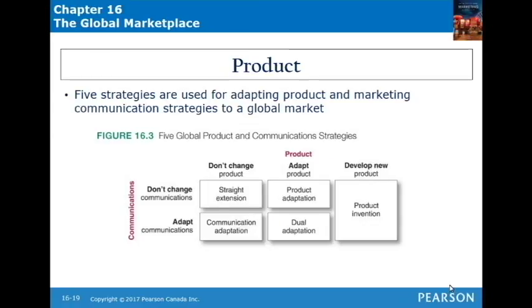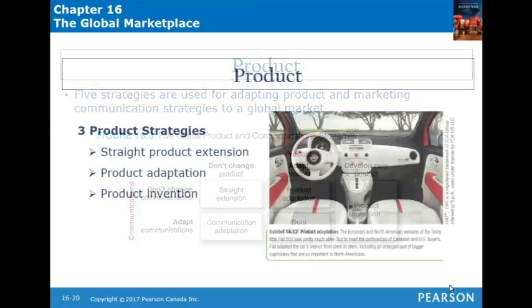So you see there, straight extension, it means don't change communication or the product. Then we have communication adaptation, which is adapt the communication, not the product. And then we have product adaptation, adapt the product, but don't change communication. Then we have dual adaptation, adapt the communications and the product. And then at the end, there's a box that says develop new product, product invention.